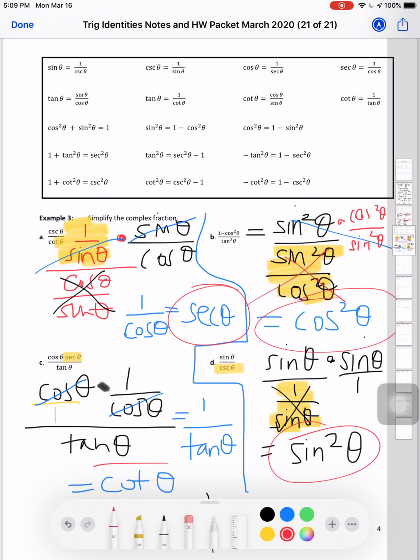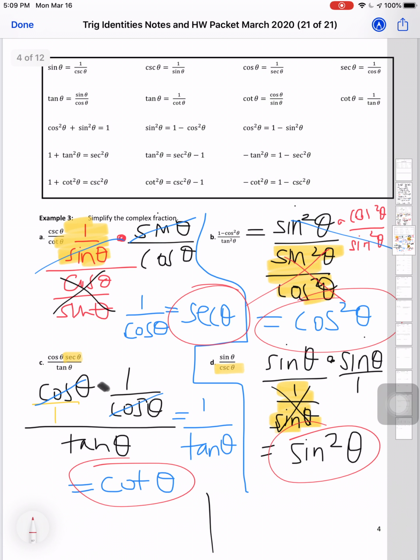So I end up with those 4 answers as we go forward. So I hope that those will help you when you look at numbers 5 through 7.